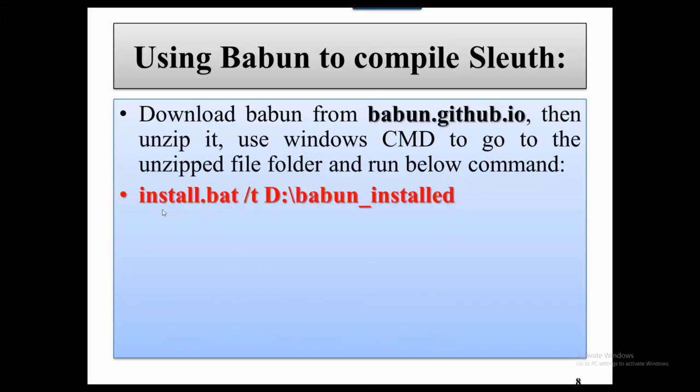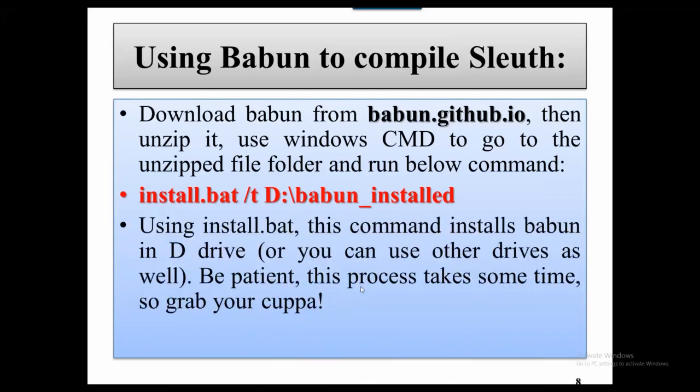Actually, there's a file inside the unzipped folder called install.bat, and by typing this in the CMD, you are telling that this install.bat installs the software inside D drive and inside this folder. So if you don't like this place to install your software, you might as well change this into another drive, another folder, and run it. It's finished.